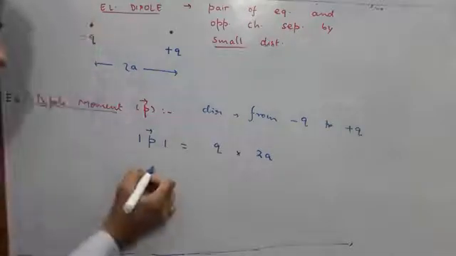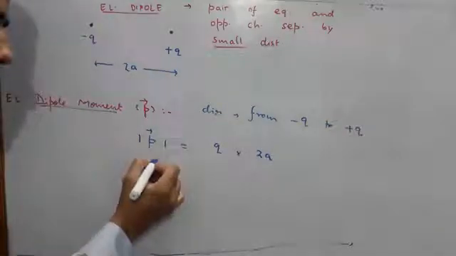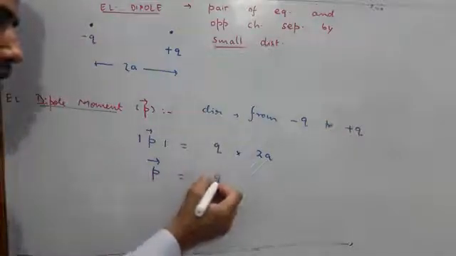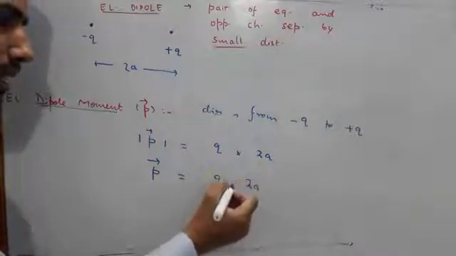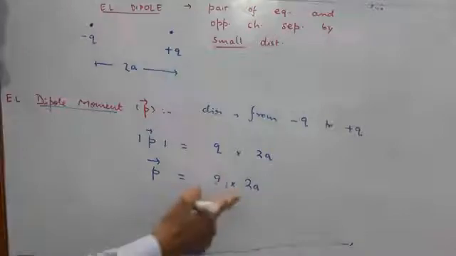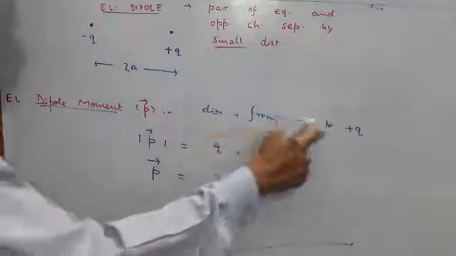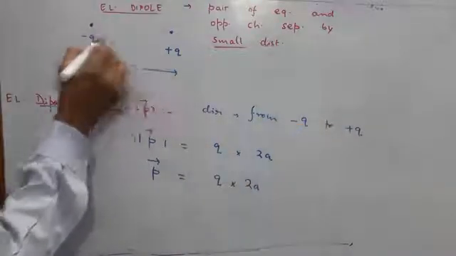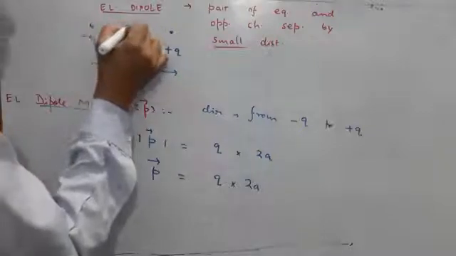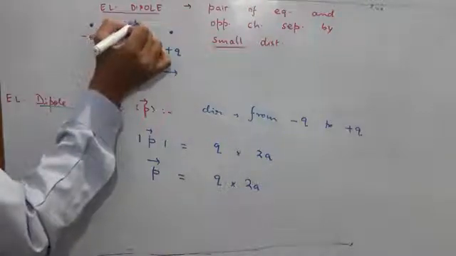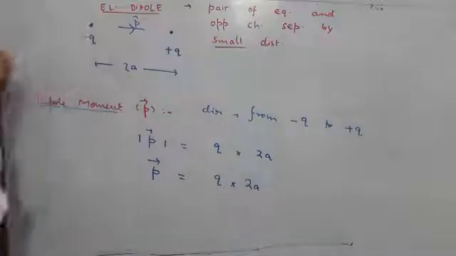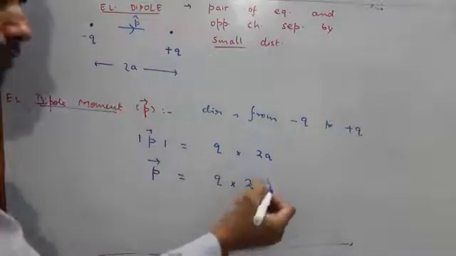Now in vector notation, if you wish to write, then you can write P vector is equal to q into 2a. This is the magnitude. What about direction? Direction is from negative to the positive charge. So negative to positive charge, this is the direction of dipole moment. In this direction, if we choose a unit vector, that will be denoted as P cap. So I will write here P cap.